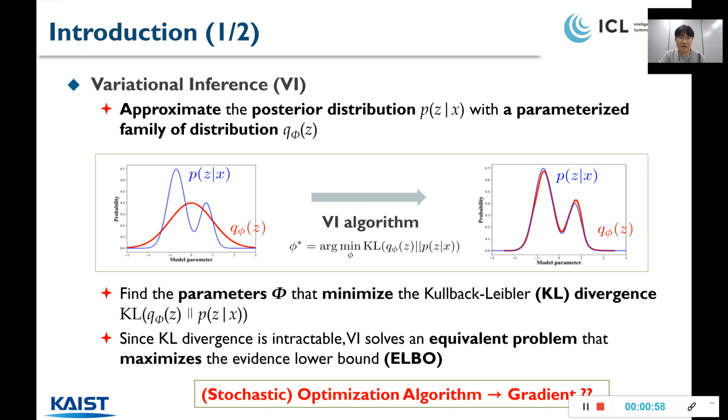As you know well, variational inference approximates the posterior distribution with a parameterized family of distribution as shown in the figure. VI finds the parameters phi that minimize the KL divergence. Since KL divergence is intractable, VI solves an equivalent problem that maximizes the ELBO. It can be solved by stochastic optimization algorithm, hence we need to estimate the gradient of the ELBO.